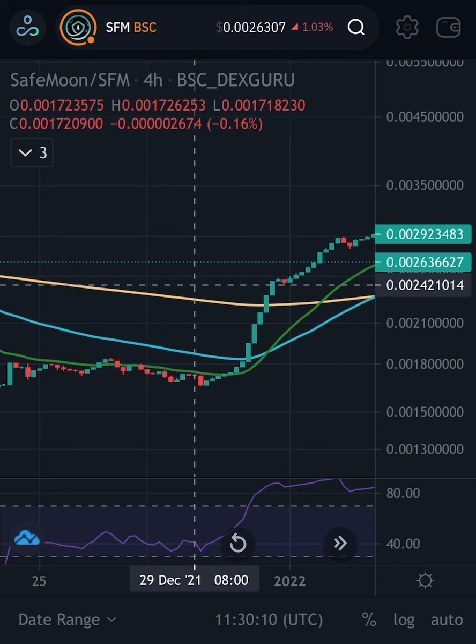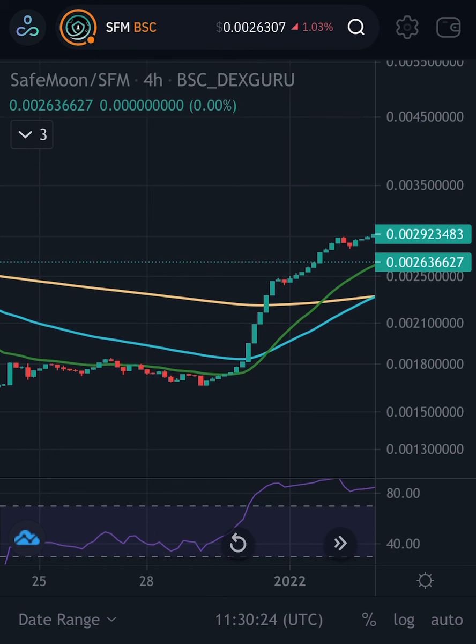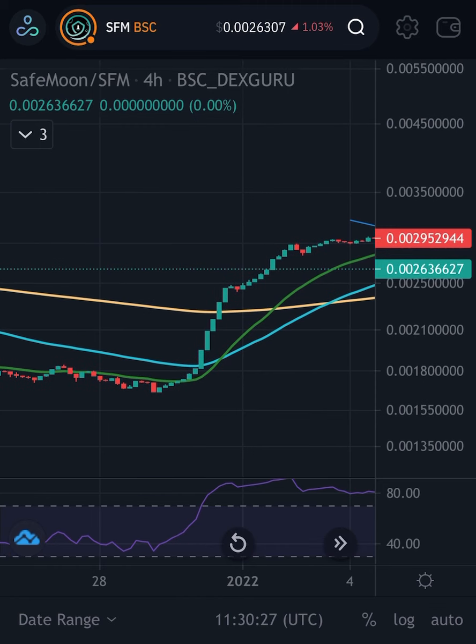The first time it was breathing is around 240, which becomes a significant area. Not really significant, but a minor area of support and resistance. All right, so we want to know what's happening with Safemoon today. So I want you to pay attention to the crossing.